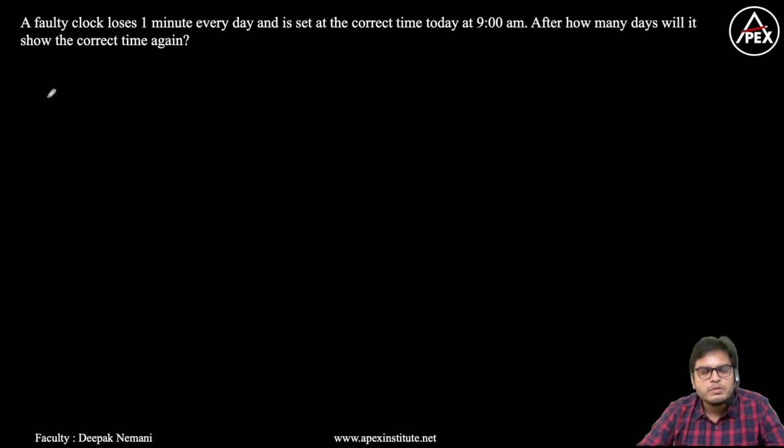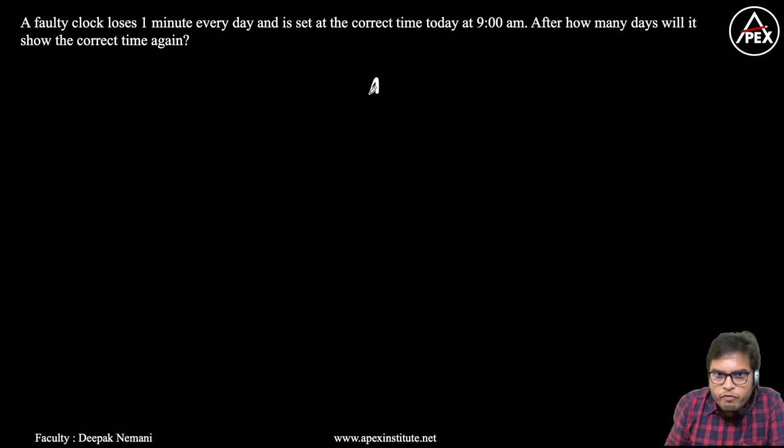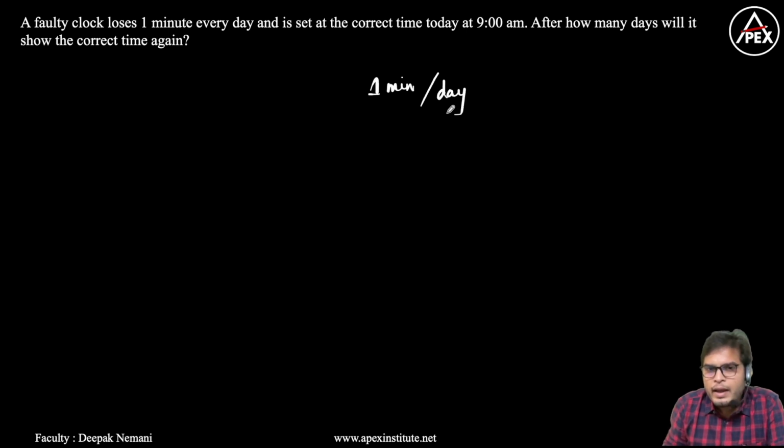Now coming to the last model from faulty clocks. Now a faulty clock loses 1 minute every day and is set at the correct time today at 9 a.m. Now after how many days will it show the correct time again? Now we have a clock which loses 1 minute every day, right? And that was set at correct time today at 9 a.m. We are asked to find after how many days will it show the correct time again.